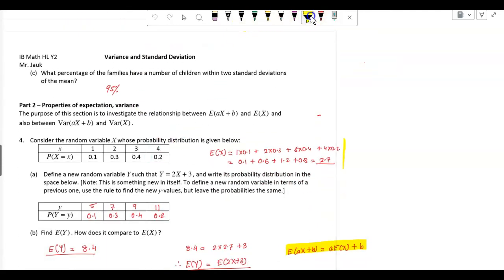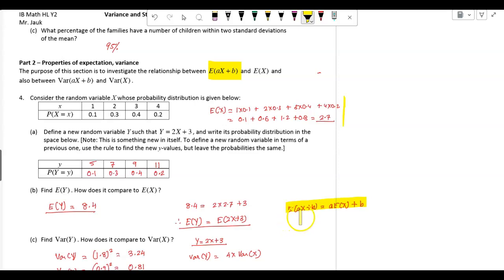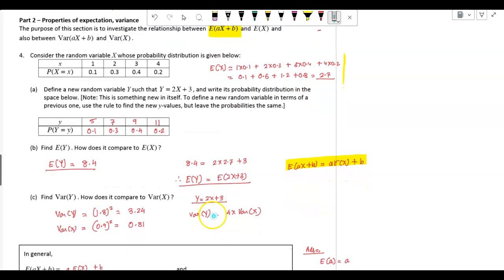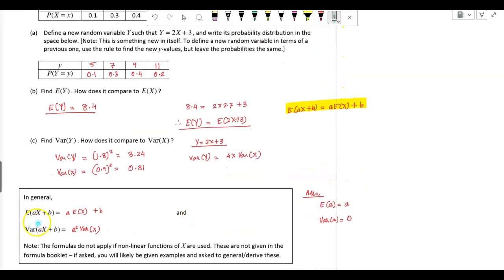Now these also have a formula for the relationship for the linear function. This is also there in your formula booklet, so you need to remember this. Expectation of ax plus b is a times expectation of x plus b. It's a formula basically. And variance of ax plus b is a square times variance of x. What are a and b? A and b are numbers, constants. Like expectation of 3x plus 2 is 3 times expectation of x plus 2.